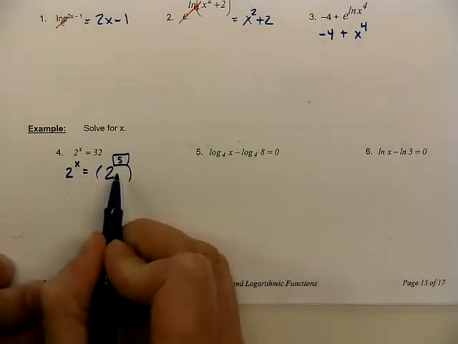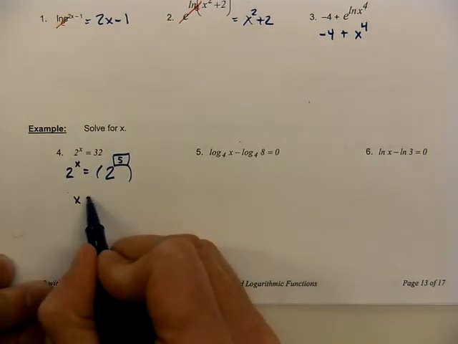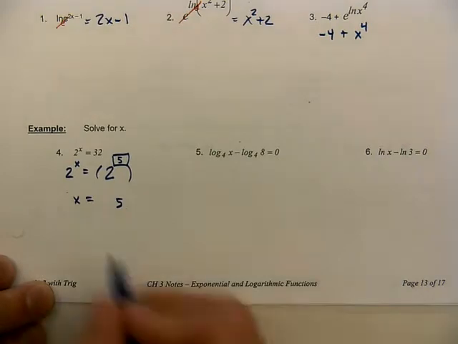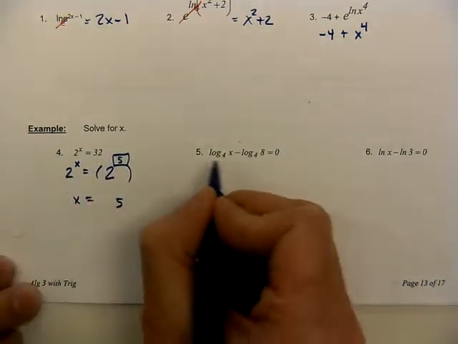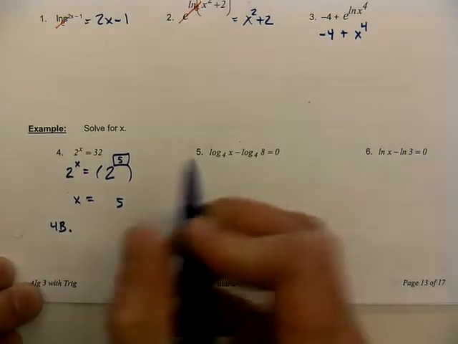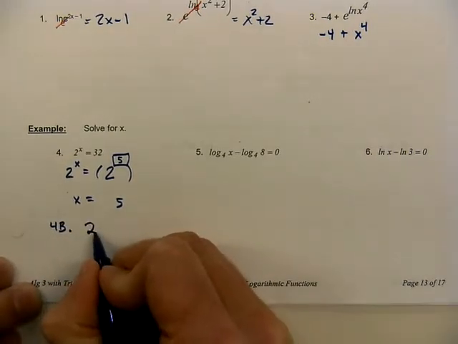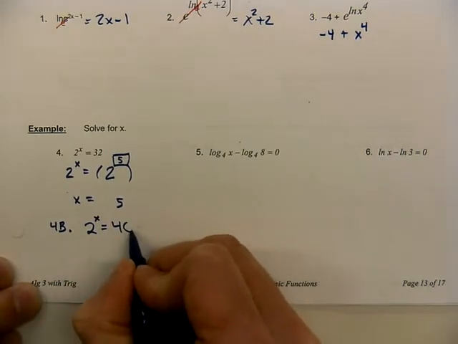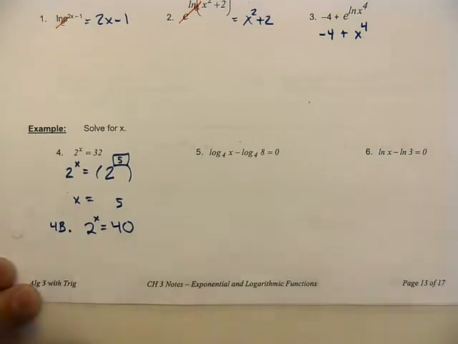So this is the one-to-one property. If the bases are the same, then the exponent on the left equals the exponent on the right. And there, we've solved for x. Now, before we go on to number 5, let's set up an alternate example 4. So call this 4 part B. Let's use this example of 2 to the power of x equals something else, like 40.